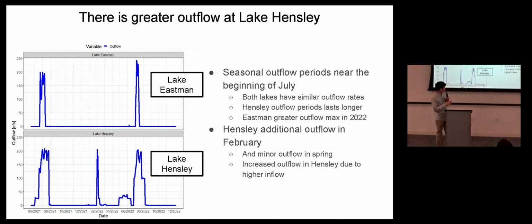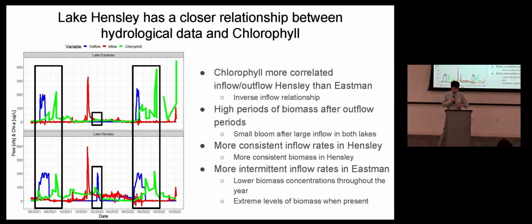And so combining all of the things we looked at before, we have inflow, outflow, and chlorophyll in green. Overall, we see that Lake Hensley has a much closer relationship with hydrological data and chlorophyll than Lake Eastman. Hensley chlorophyll is correlated with outflow and inflow, while Lake Eastman is only correlated with outflow. We can see a slight inverse relationship between chlorophyll and inflow, more so in Hensley and less consistent in Eastman.